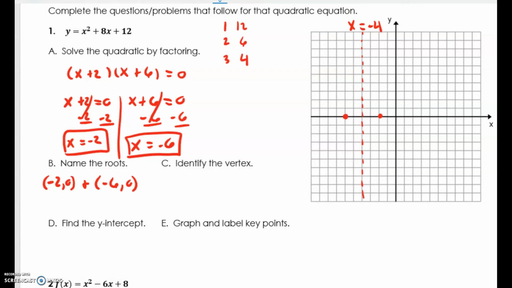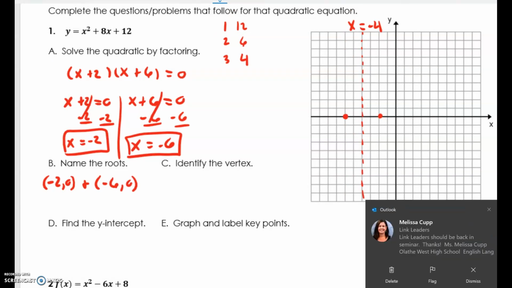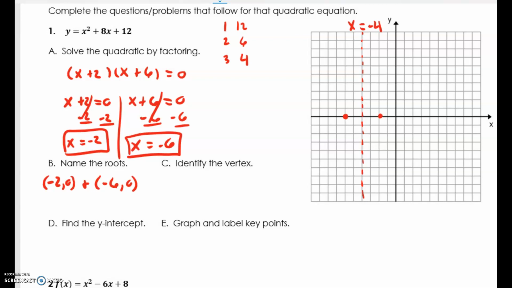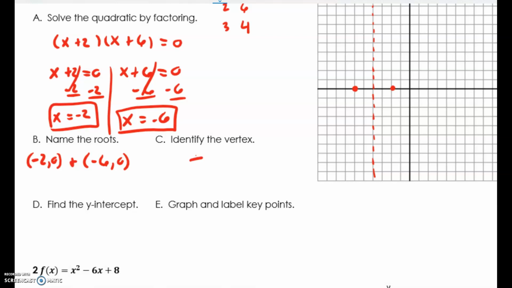So I'm going to take this negative 4 and plug it into my equation. If I plug it in, negative 4 squared plus 8 times negative 4 plus 12, I'm getting negative 4. So the vertex point should be negative 4, negative 4. Let me plot that. 1, 2, 3, 4.